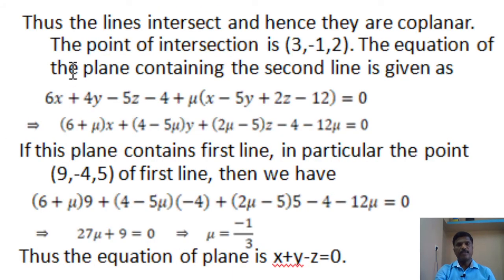Lambda is equal to minus 3. Thus, the lines intersect if the values of lambda exist. So, the point of intersection exists. Therefore, the lines intersect and hence they are coplanar. The point of intersection is (3, -1, 2).